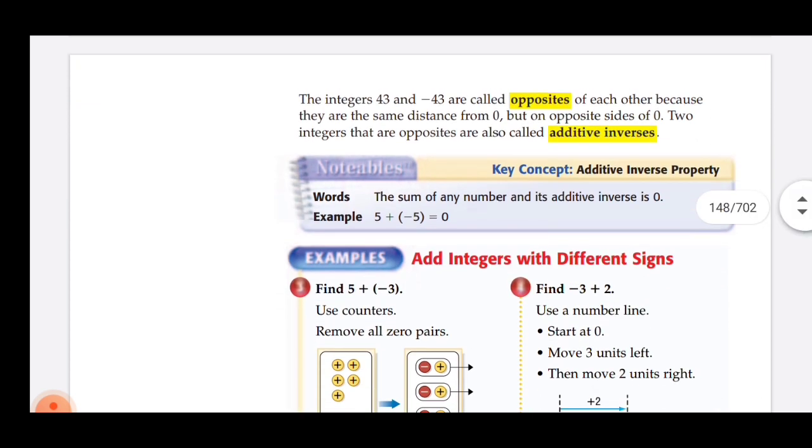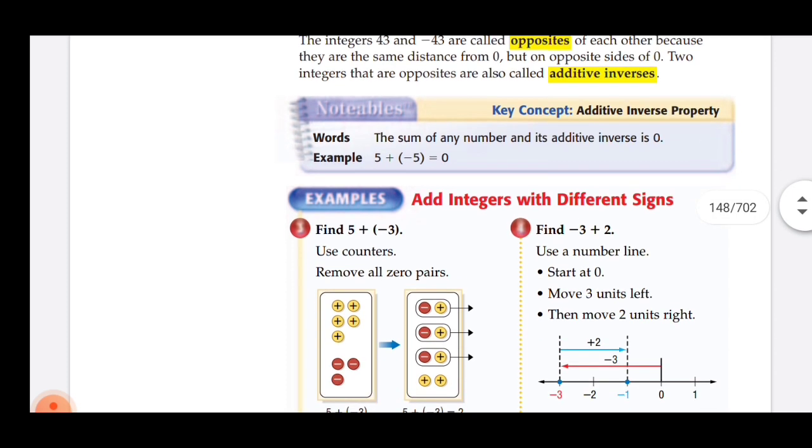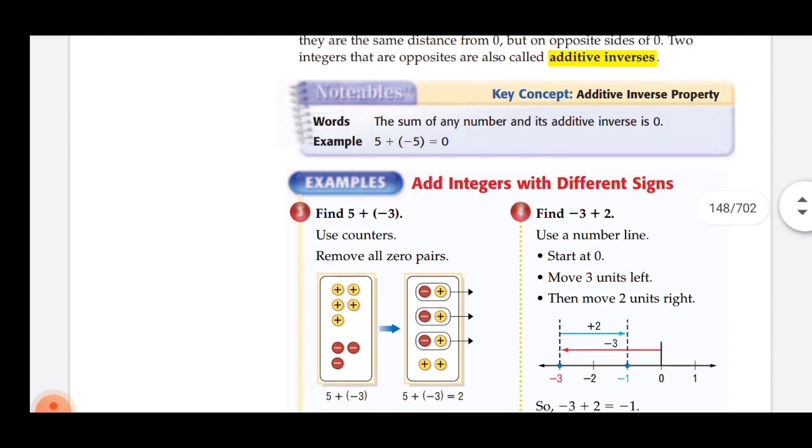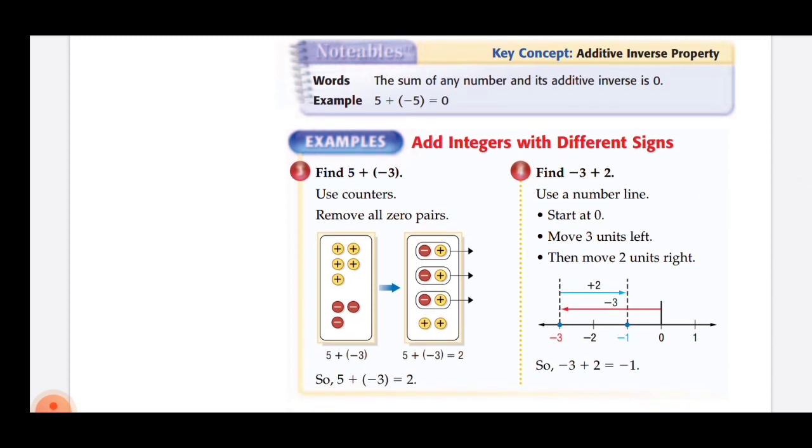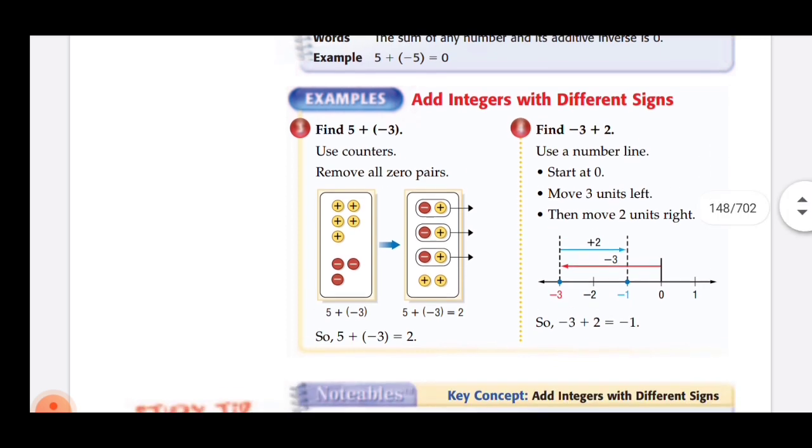The integers 43 and -43 are called opposites of each other because they are the same distance from 0, but on opposite sides of 0. Two integers that are opposites are also called additive inverses. Key concept: additive inverse property. Words: the sum of any number and its additive inverse is 0. Example: 5 plus -5 equals 0.